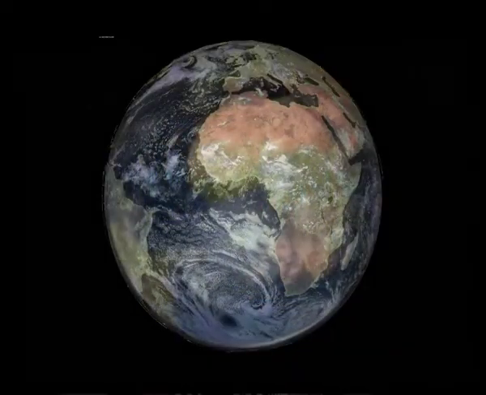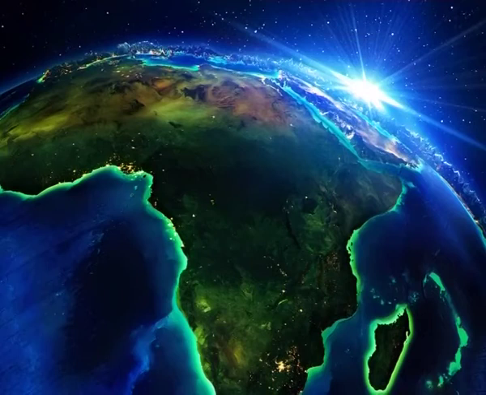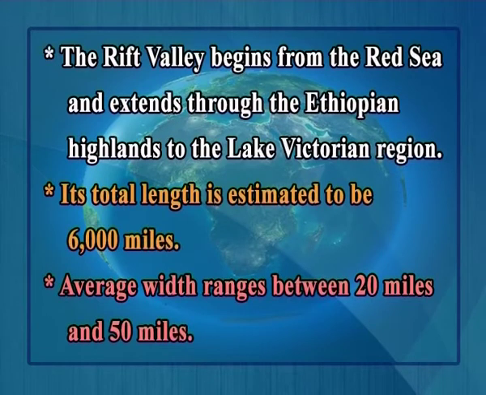Mount Kilimanjaro is on the edge of the Great Rift Valley, also in the eastern region. A unique feature of Africa's physiography is its Y-shaped integrated Rift Valley system that is believed to have been caused by the movement of the continental plates. The Rift Valley begins from the Red Sea and extends through the Ethiopian highlands to the Lake Victorian region. Its total length is estimated to be 6,000 miles. Average width ranges between 20 miles and 50 miles.